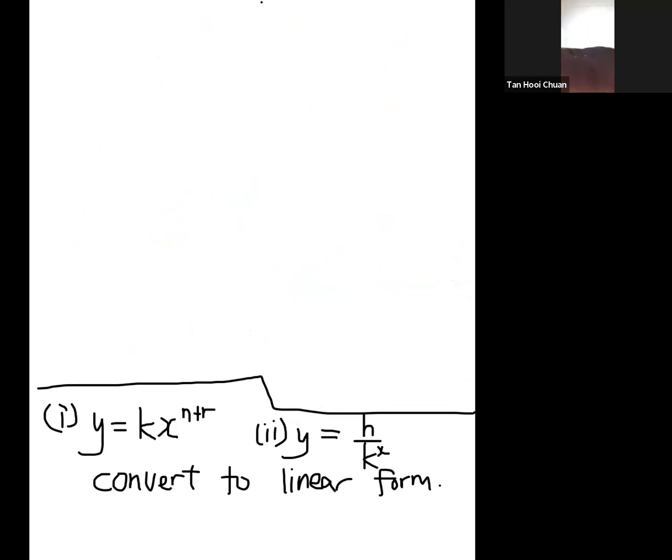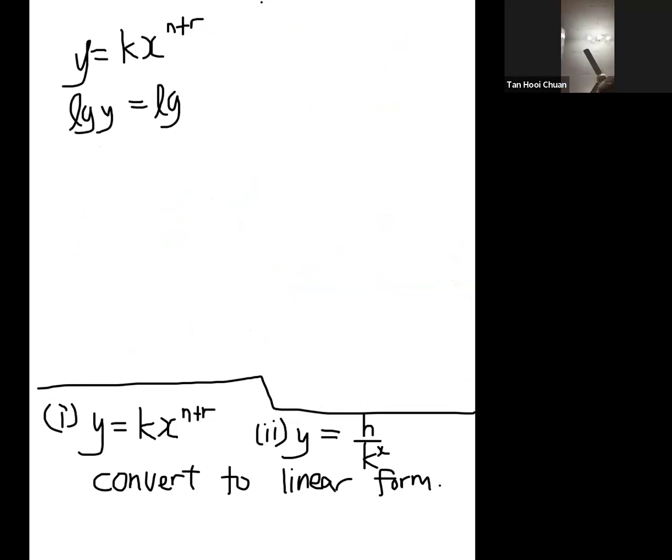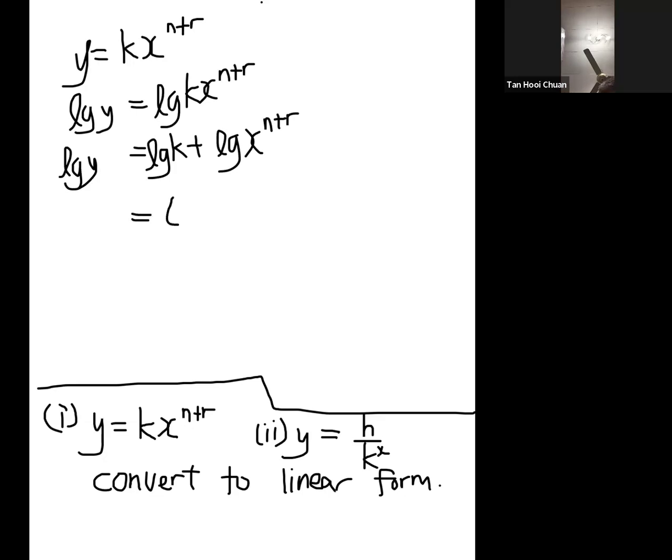Okay, first one. Y equal to k x power n plus r. So you LG the left, LG the right. So LGK plus LGX. So later you bring the n plus r in front, something like this. LGX plus LGK, LGY. Okay. So if like this, some will say, wow, got two terms, then how?